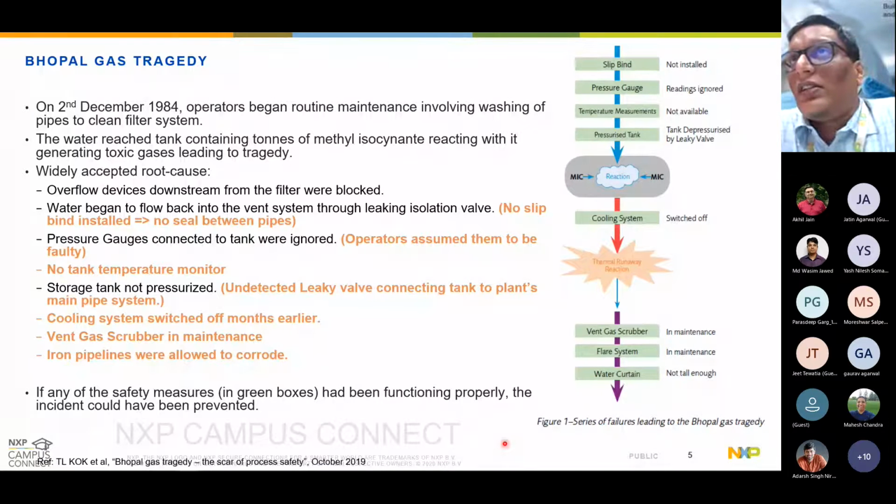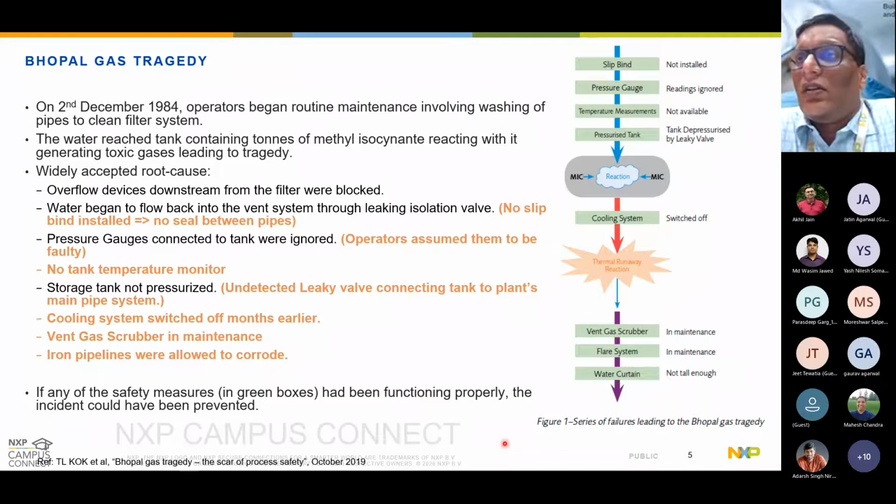And what happened in this tragedy is that on 2nd of December 1984, the operators in a factory, a Union Carbide factory, which manufactures pesticides and has several chemicals in the factory, began the operation of washing pipes to clean the filter system. Now the water reached the tank, which contained methyl isocyanate, and started to react with the chemical, and it generated toxic gases. And these are the toxic gases that were let out, and basically that's the cause of the accident.